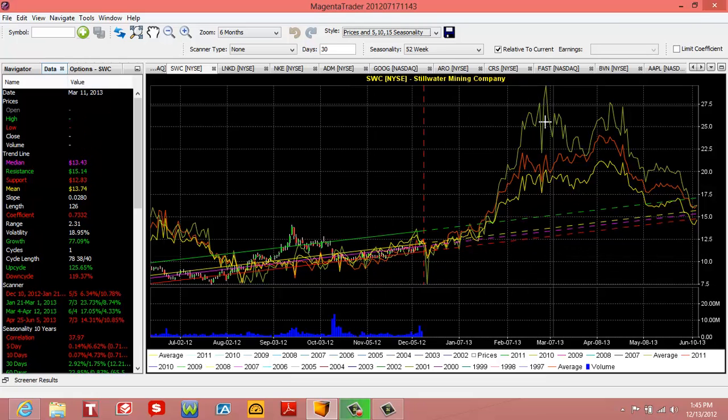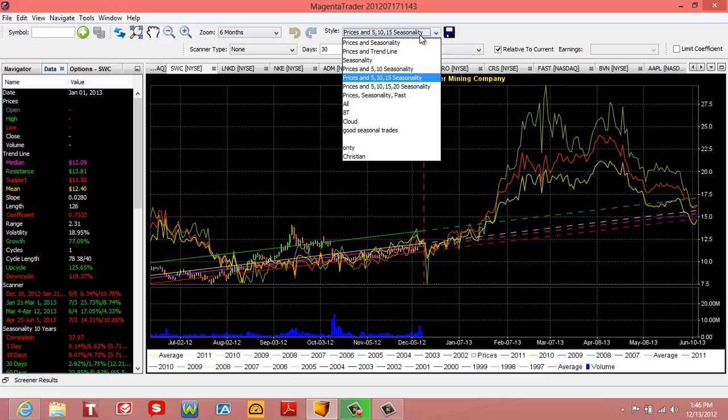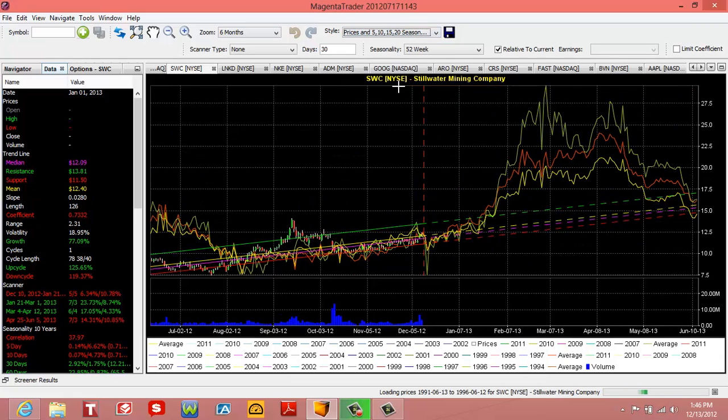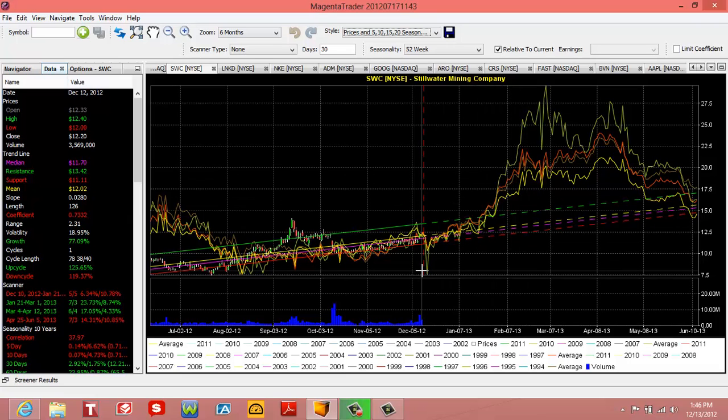Now, looking at this stock, it shows me that it goes up in the last 5, 10, and 50. If I want to go back 20 years, it will also load an additional line, and now I will have 4 lines, comparing the seasonality of the last 5 years, 10 years, 15, and 20.